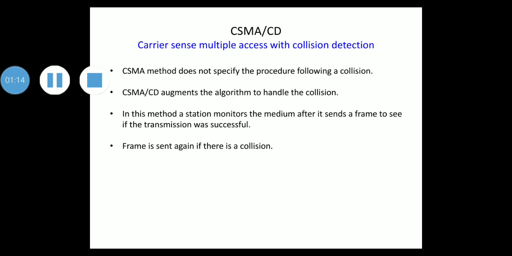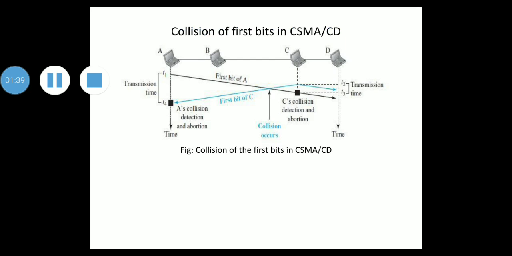If we want to understand CSMA/CD in a better manner, we will have a look at the first bits transmitted by the two stations involved in the collision. Although each station continues to send bits in the frame until it detects a collision, we are going to show what happens as the first bits collide. There is a figure in which stations A and C are involved in the collision. We'll see that with this diagram.